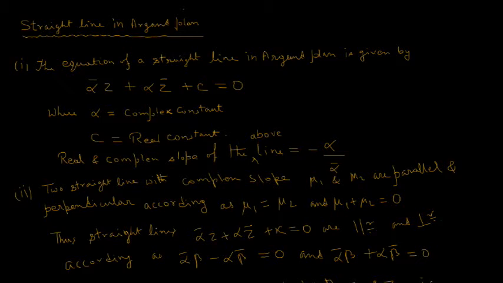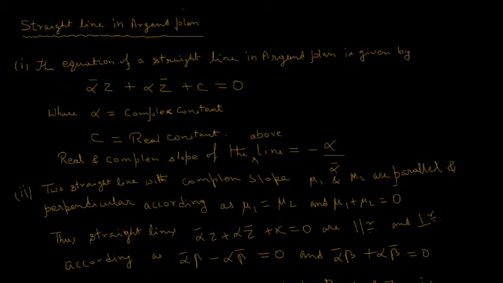Straight line in Argand plane. First, the equation of a straight line in Argand plane is given by alpha conjugate z plus alpha z conjugate plus c is equal to 0, where alpha is the complex constant and c is the real constant. The complex slope of the line is equal to minus alpha upon alpha conjugate.